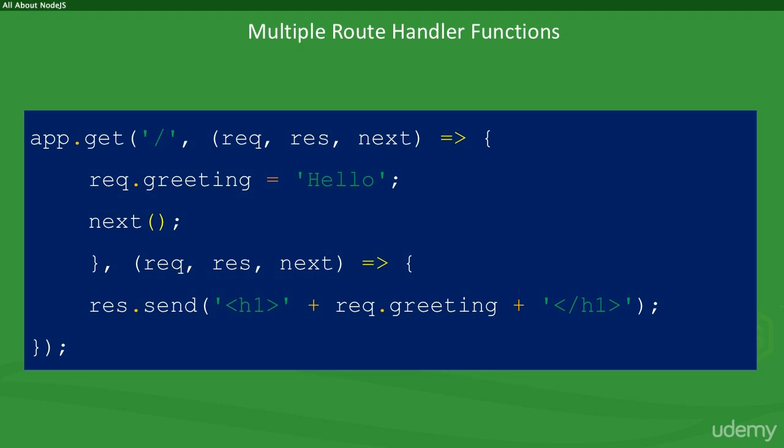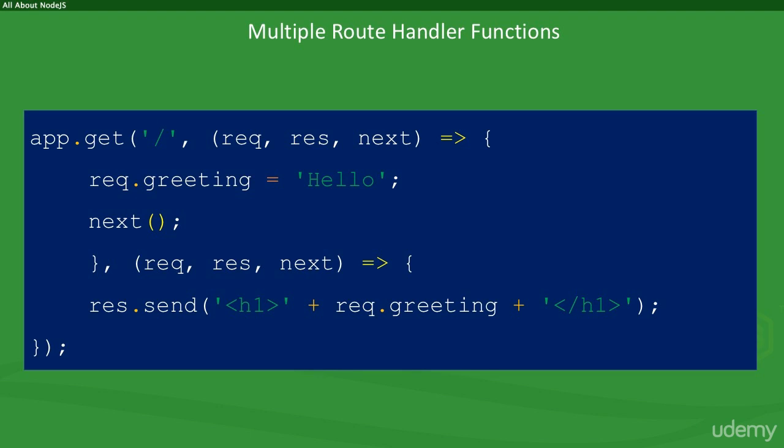Now, this kind of a thing may seem like an odd thing to do. Why would you need to have more than one handler function for a single given route? Well, the reason it makes sense is in situations where you need to pre-process data before you serve back to the user. For instance, let's say a route needs to be protected by an authentication mechanism.